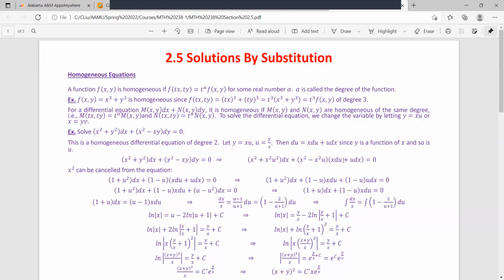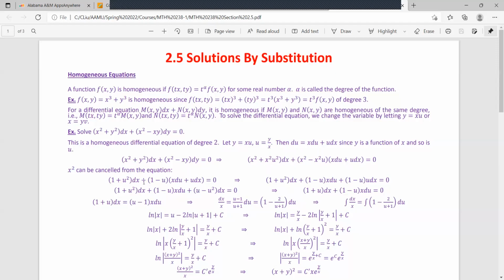So you can see the new differential equation only has variables x and u. And you try to solve u as a function of x. Okay. So this becomes a new differential equation. So you can see you got x squared in each term. Okay, that can be canceled. So that's the whole point of a homogeneous equation, why we can use substitution, because x squared will be canceled.